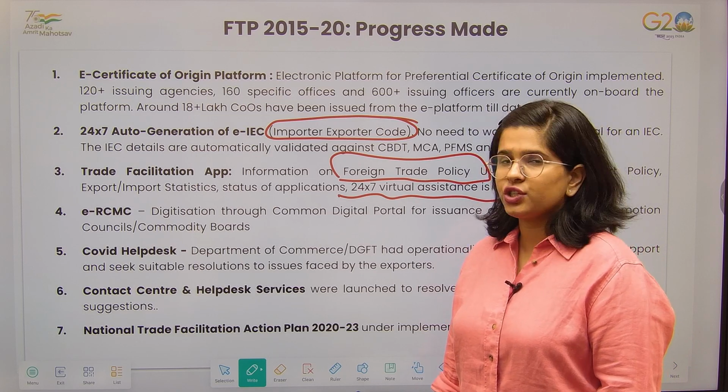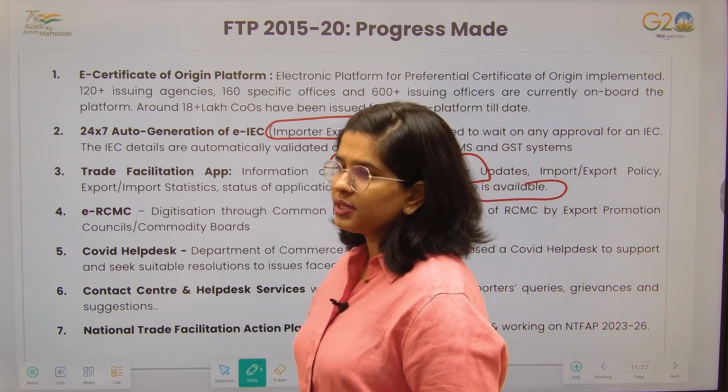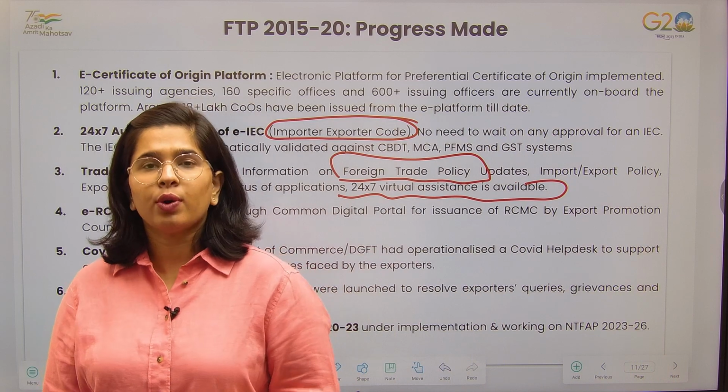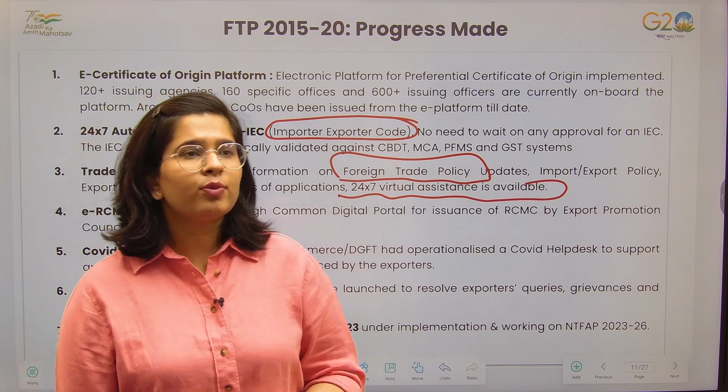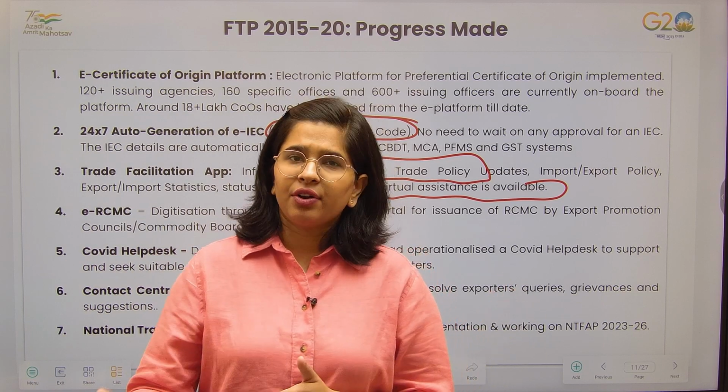Now next is ERCMC, electronic RCMC registration cum membership certificates. So what happens is your exporters, they are the members of the export promotion councils. Export promotion councils means these are those organizations which work for the benefit of the exporters.